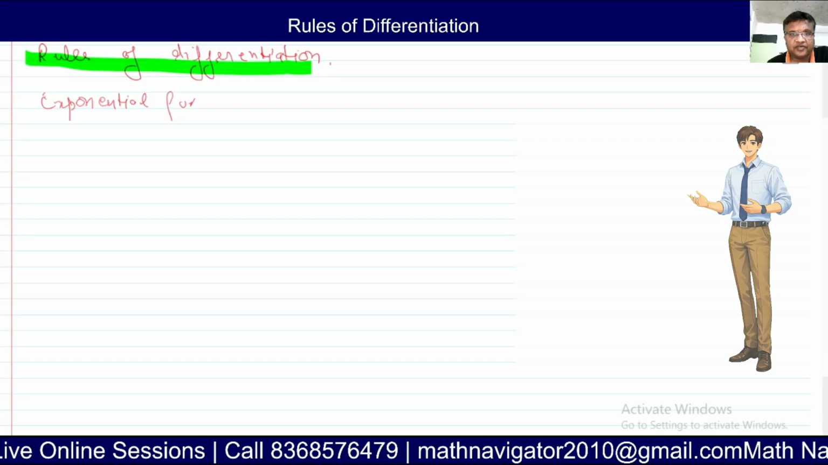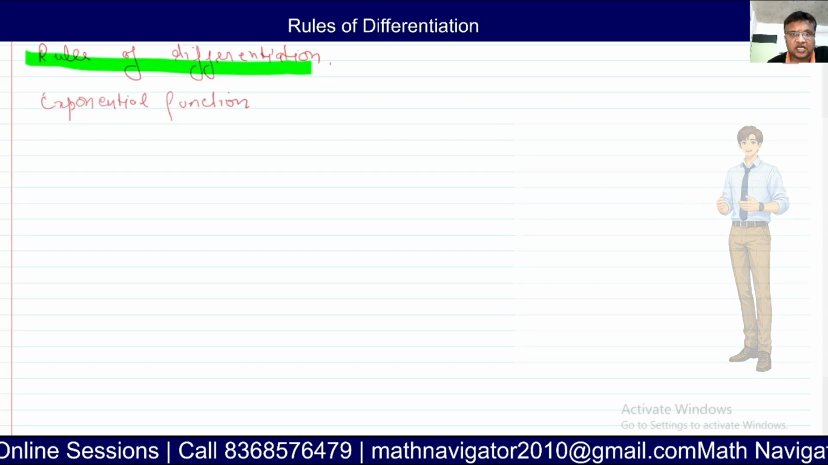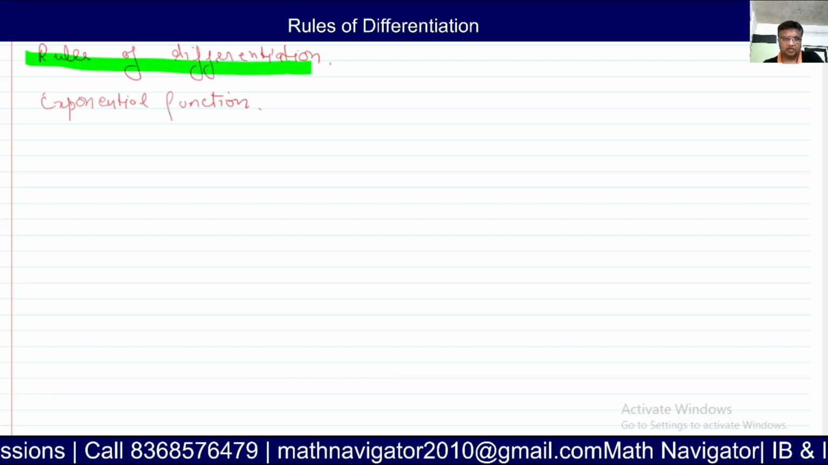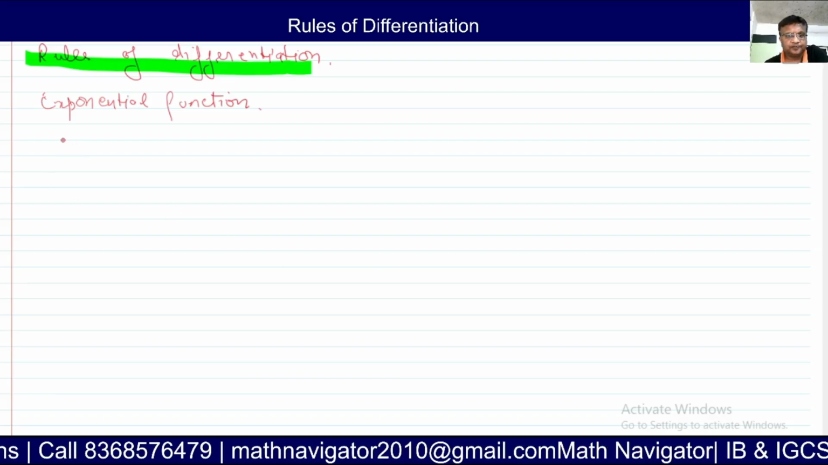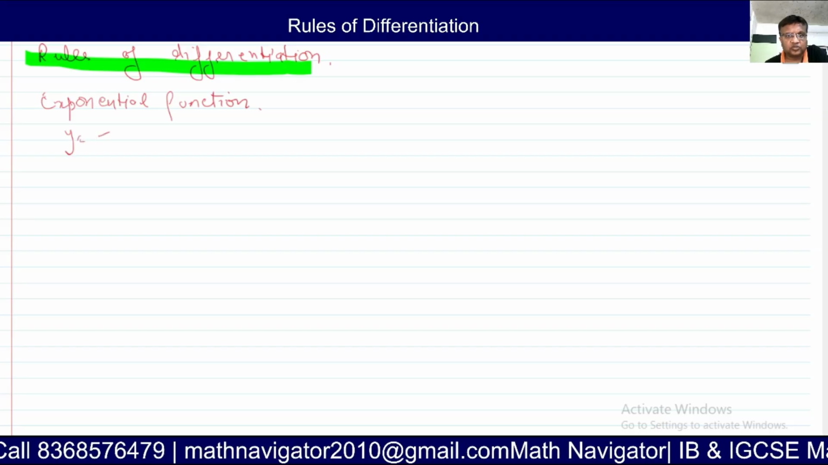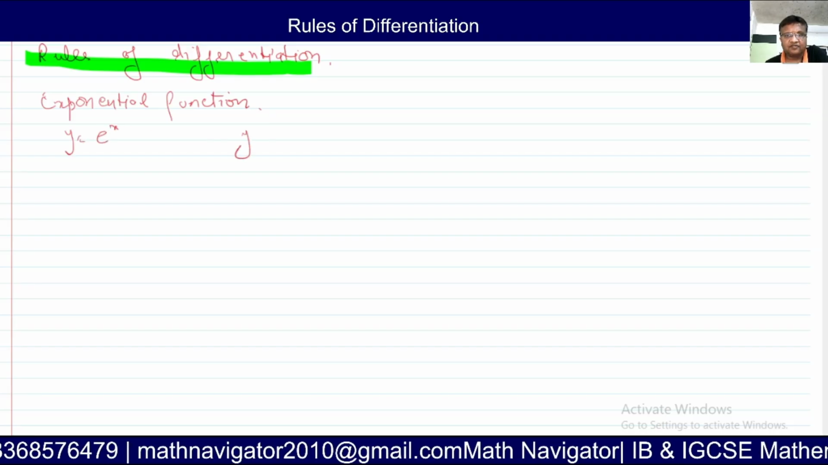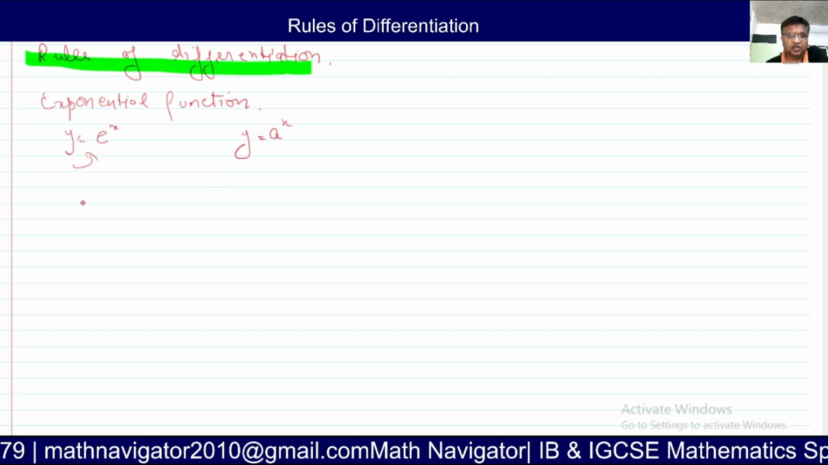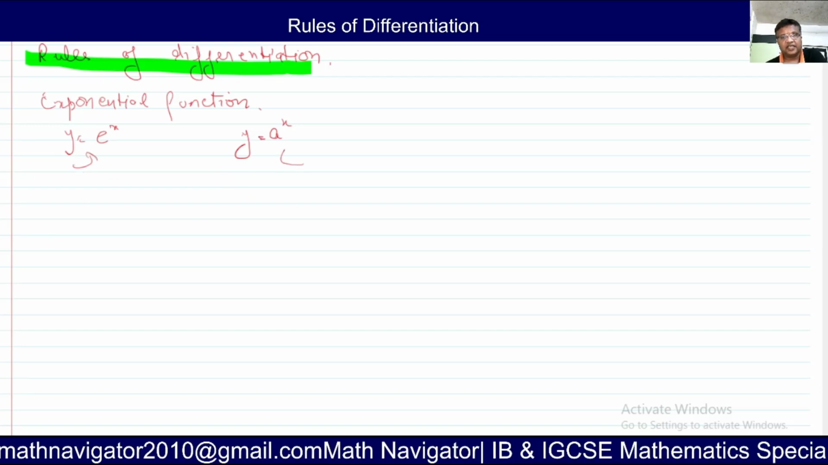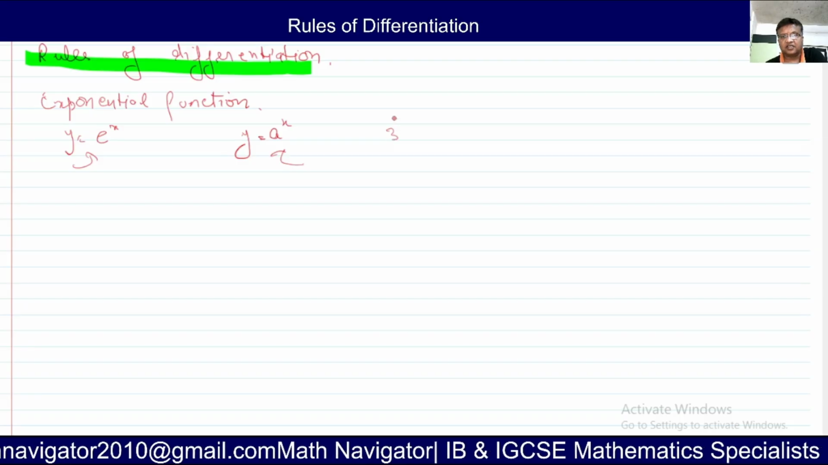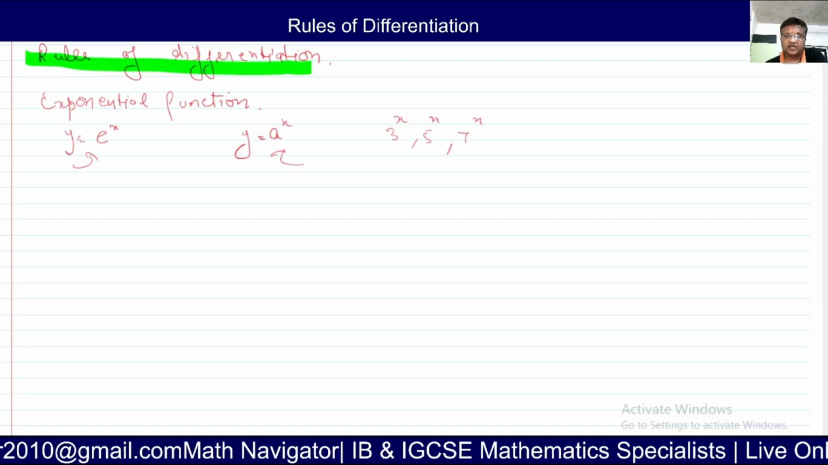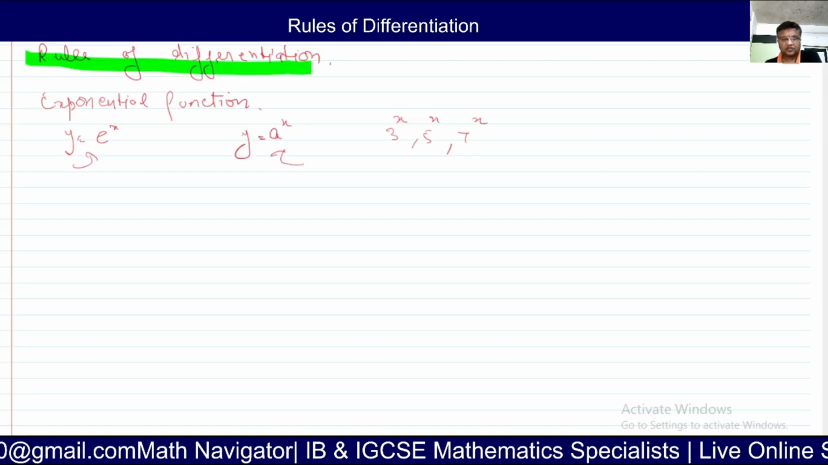We are already aware that exponential functions are those in which the exponent is variable, right? So let's say I take two examples: y is equal to e raised to the power x and y is equal to a raised to the power x. In this we know e is a real number which has a constant value, and this a can be anything. It can be like 3 raised to the power x, it can be 5 raised to the power x, or it can be 7 raised to the power x, or anything, right?